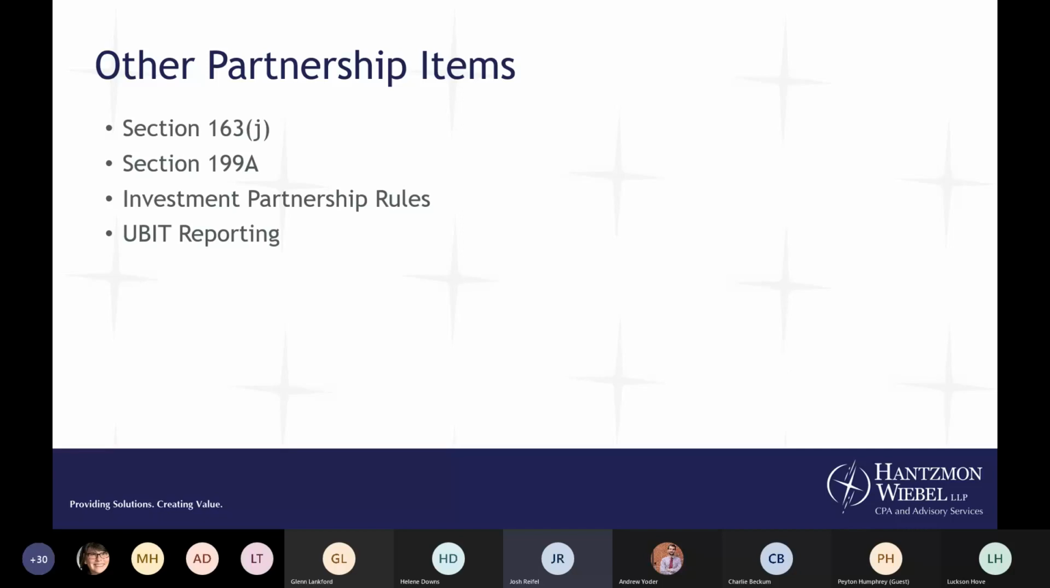As far as investment partnership rules, Glenn, I think if you want to take the last two bullets on the investment partnership and the UBIT reporting. Okay, well, investment partnerships we touched on earlier, that unlike other partnerships, contributions of marketable securities to an investment partnership in general are taxable. Distributions of marketable securities, unlike regular partnerships, are not.